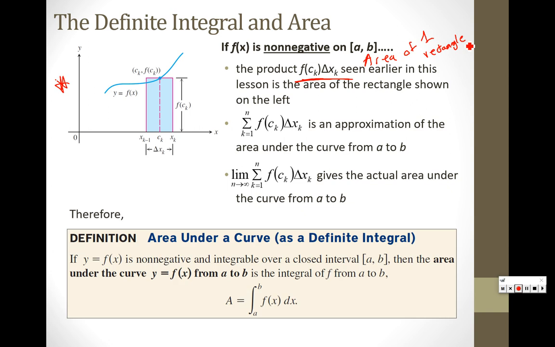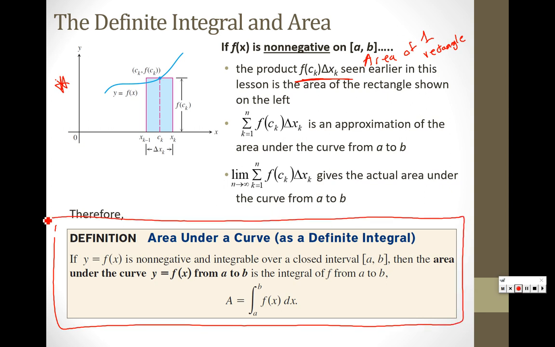Therefore, this is it. After all those lessons, after all those little pieces, here's what we're trying to say. If y is non-negative, you're like, wait a minute, you just said non-negative again. You mean this thing doesn't work for negatives? No, we just have to think a little bit for negatives. If y is non-negative, and we can do its integral over an interval a, b, then the area under the curve from a to b is the integral from a to b of f(x) dx.